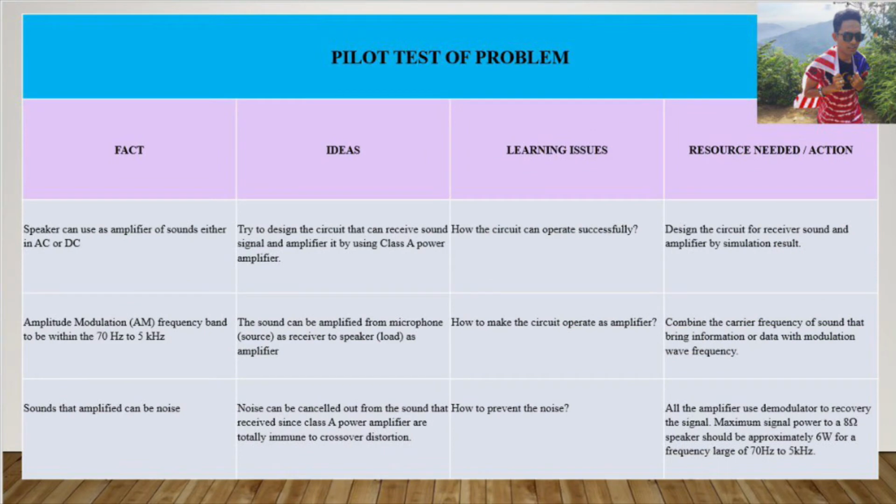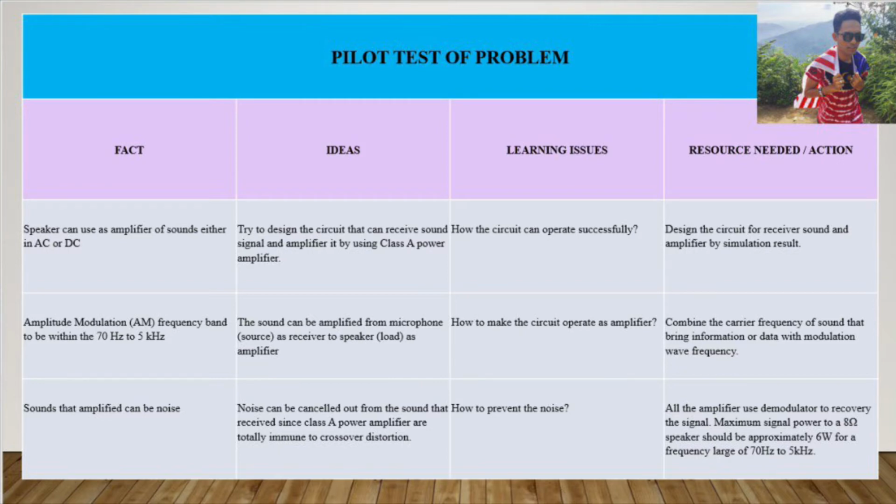For the beginning, saya akan terangkan tentang our filas table. So the pilot test of the problem, we started with the fact that speaker can be used as amplifier of sounds either in AC or DC, and then the idea is to try to design the circuit that can receive sound signal and amplify it by using class A power amplifier. And we're learning the issues of how the circuit can operate successfully, and then the resources needed may be that design the circuits for receiver sounds and amplifier by simulations result.